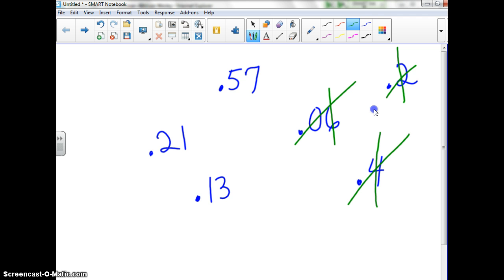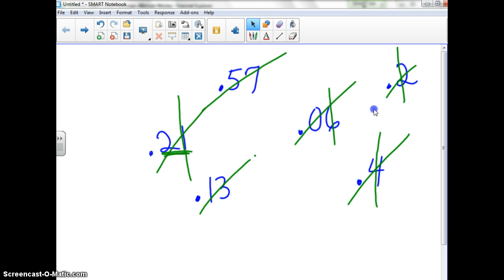Sarah. 21. We can read it as 2 digits together. It ends in the hundredths spot, so we say 21/100ths. Natasha. 57/100ths. And Kaden. Good. All right. Good quick review here. Let's move back to our lesson.